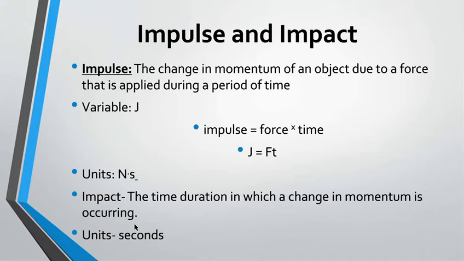कितने टाइम में जो change in momentum आ रहा है, वो कितने टाइम में आ रहा है? And its unit is seconds. Impact की unit जो है वो second है, and impact is actually the time. Means एक object जो है वो 20 किलोमीटर पर आवर की स्पीड पे मूव कर रहा है, and it comes to rest within 5 seconds. Then its momentum has been changed within 5 seconds, so the impact will be 5 seconds.